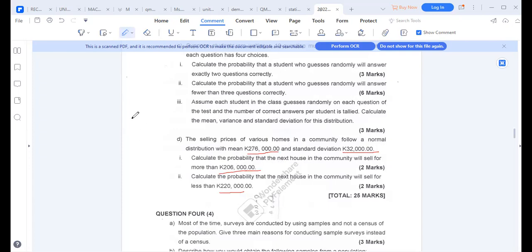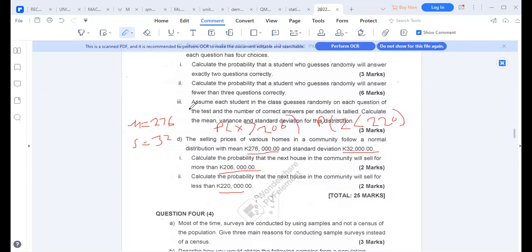So what are we given? Our mean is what? Just scrap out the zeros, 276. Our standard deviation is what? 32. But A, find the probability that it is more than. More than is just synonymous to what? Greater. So asking us to find greater than 206. All right. Then part B, less than 220. So Z is less than 220. All right.